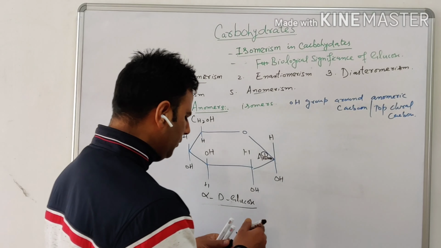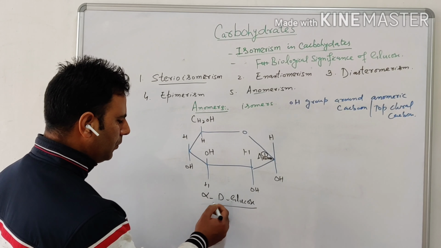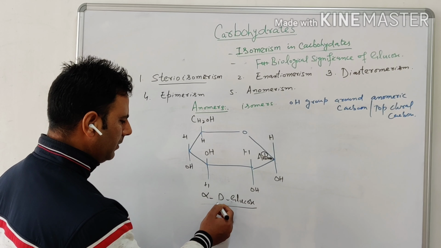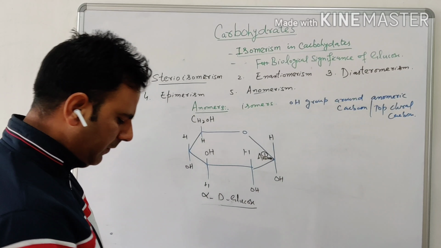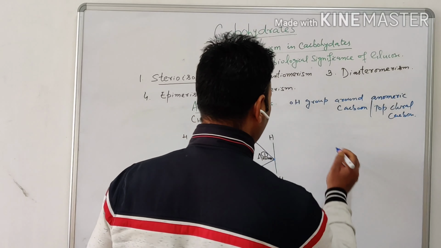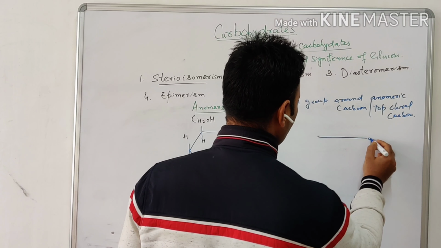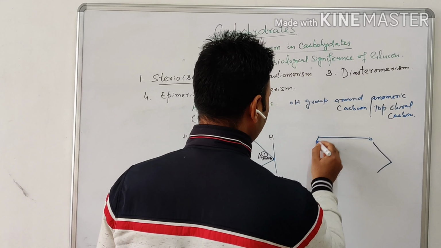If I tell you to design beta D-glucose instead of alpha D-glucose, where is the difference? The difference is only at one place. Let me see how I can draw the beta D-glucose.